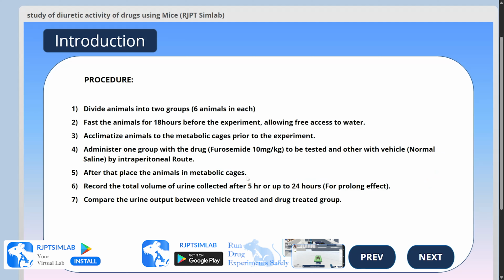The first step says to divide animals into two groups, six animals in each. We have to divide the animals into two groups, with six animals in each group. The first group will be the control group and the second will be the drug group.